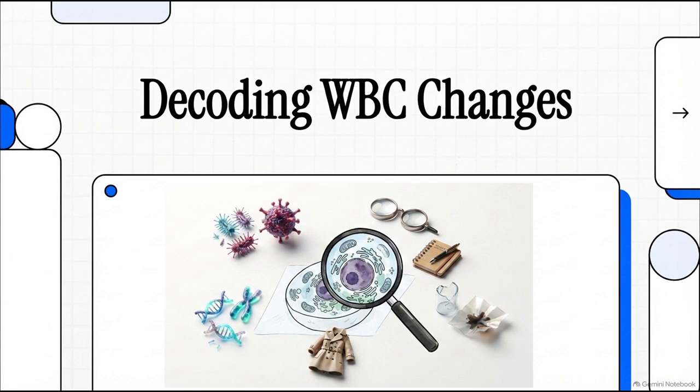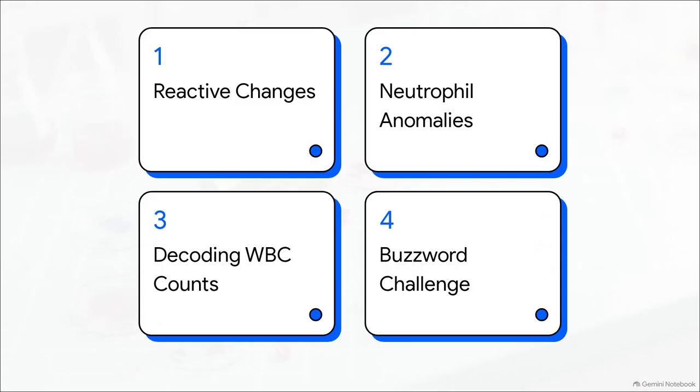Let's get to work. Here's our syllabus for this investigation. Section 1, reactive changes and organisms. Section 2, neutrophil defects and anomalies. Section 3, decoding WBC counts and shifts. And finally, Section 4, the capstone buzzword challenge.